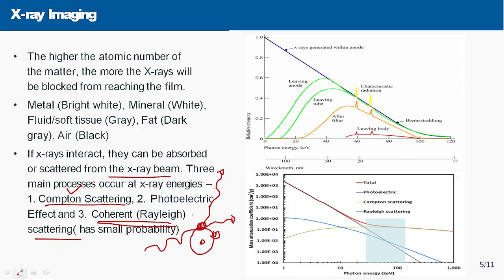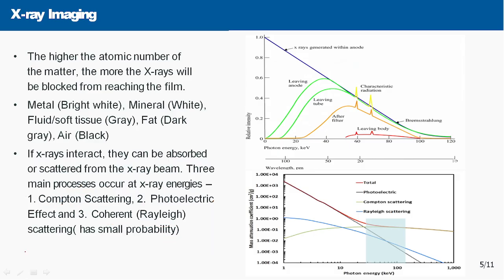And in some cases, if energy is absorbed, then it is called the photoelectric effect of absorption. So these three actually affect how much energy or how much X-rays are absorbed while passing through the body or tissue. So these three graphs you can see, one is for photoelectric absorption, another one is Compton scattering, another one is Thomson or Rayleigh scattering.